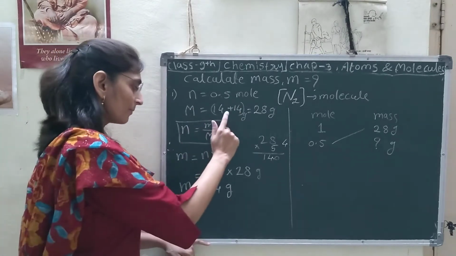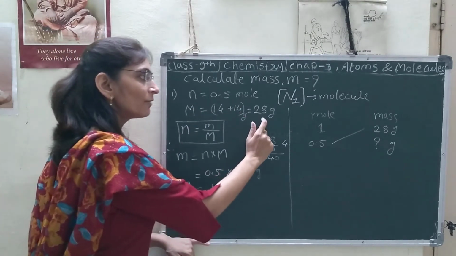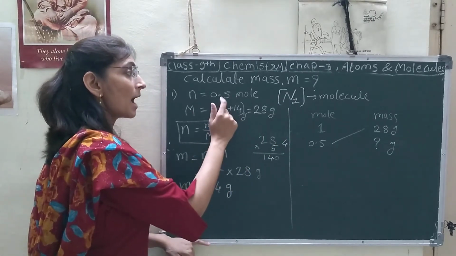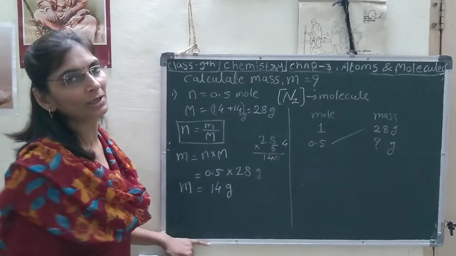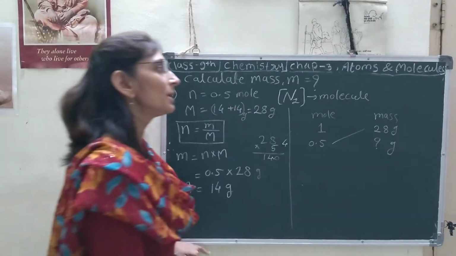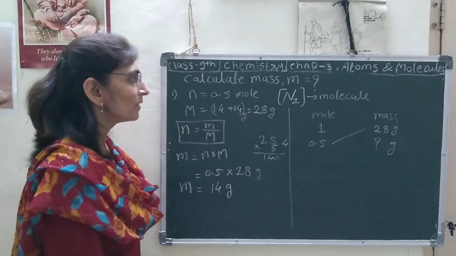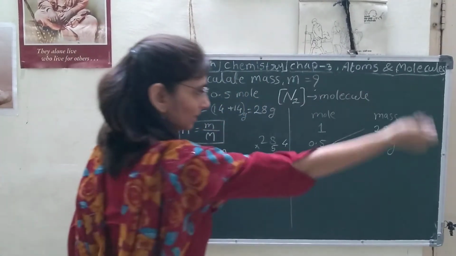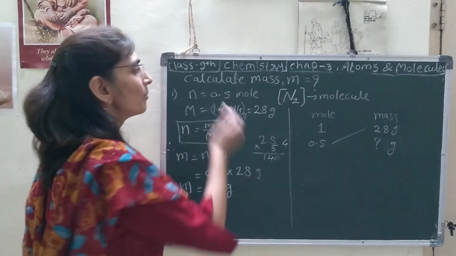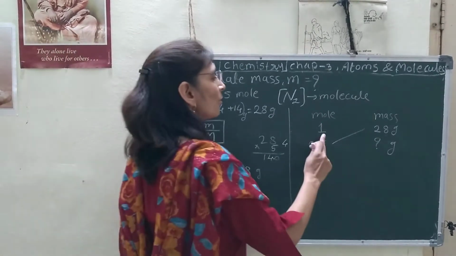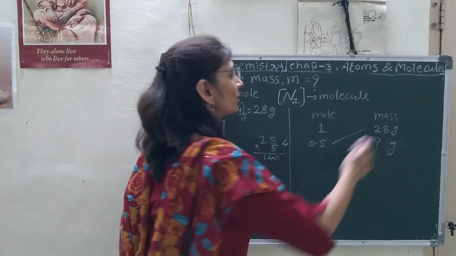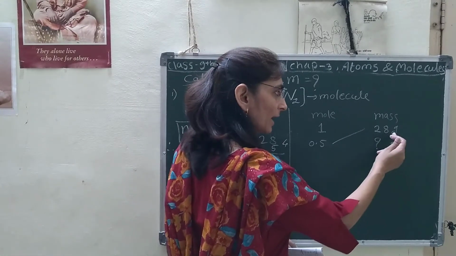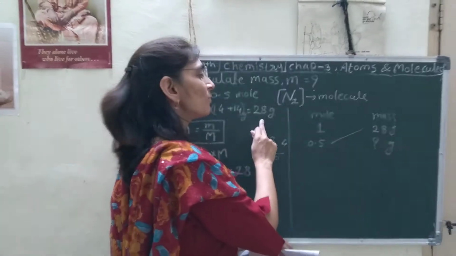एक मोल के लिए कितना है? एक मोल के लिए 28 ग्राम है मॉलिक्यूल का मास. तो 0.5 मतलब हाफ मोल के लिए कितना होगा? 14 ग्राम. Okay. So by the unitary method also we can solve this problem. What we have to calculate is mass, I have written it on the right side, and what is given is mole. So for 1 mole it is 28 gram, equal to its gram equivalent weight. So 1 mole is equal to 28 gram for nitrogen molecule.